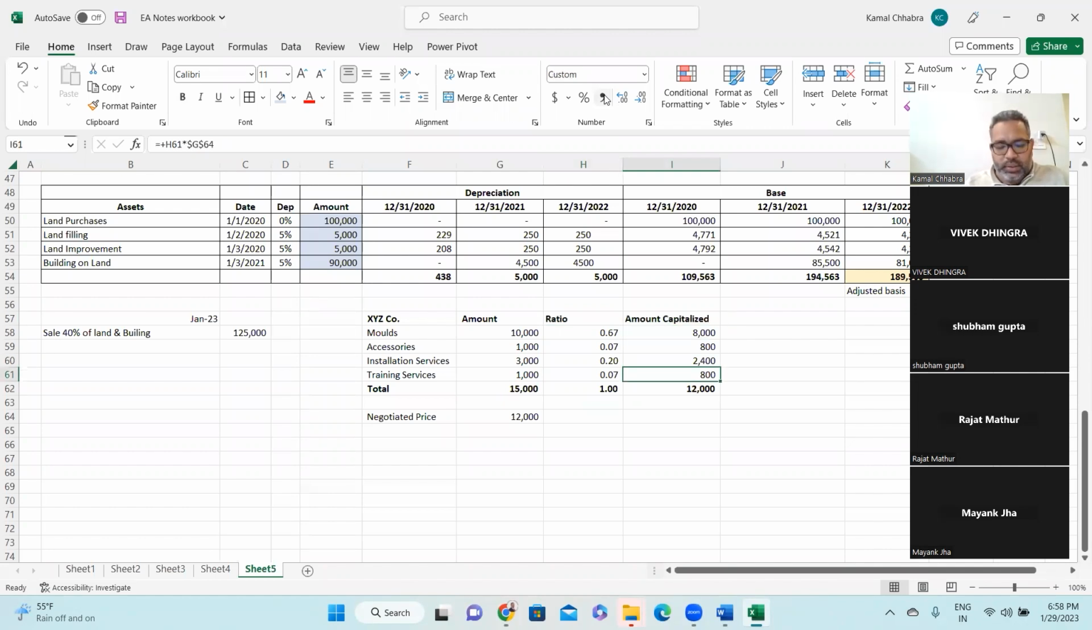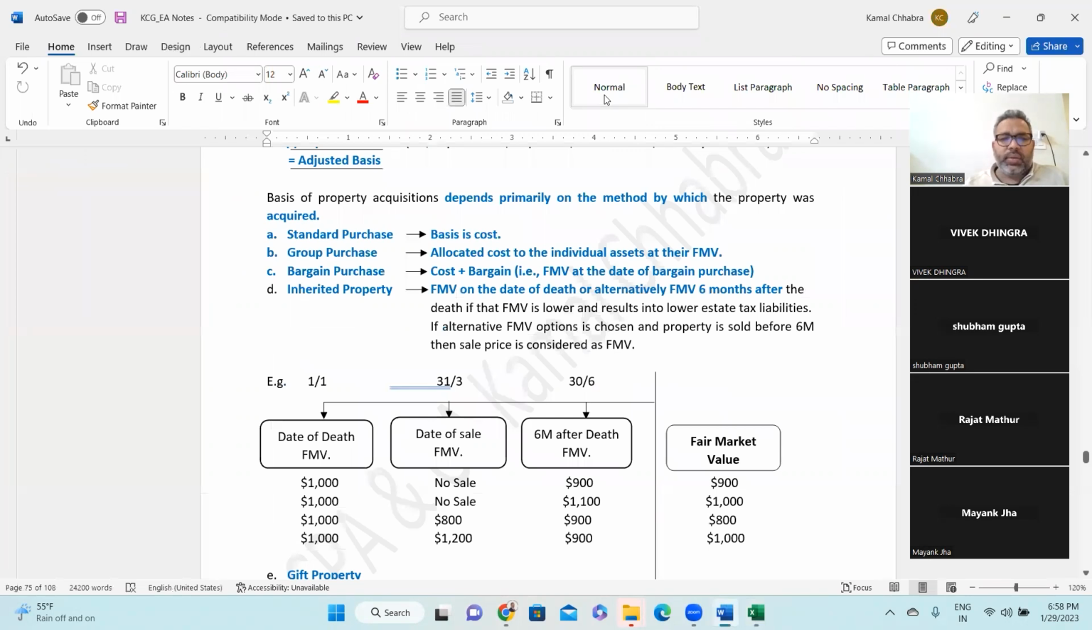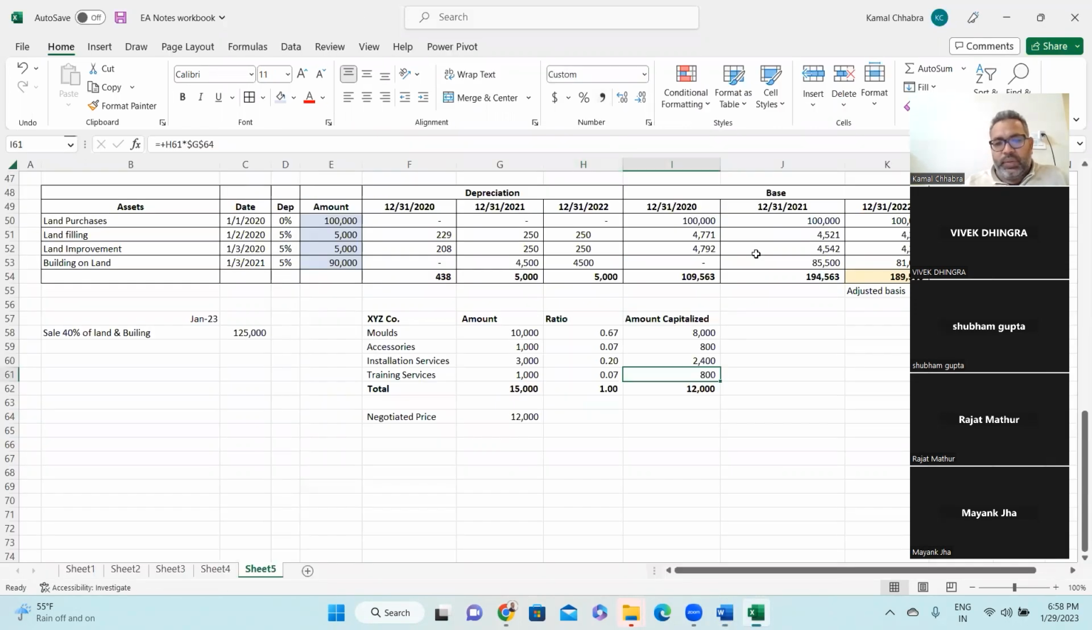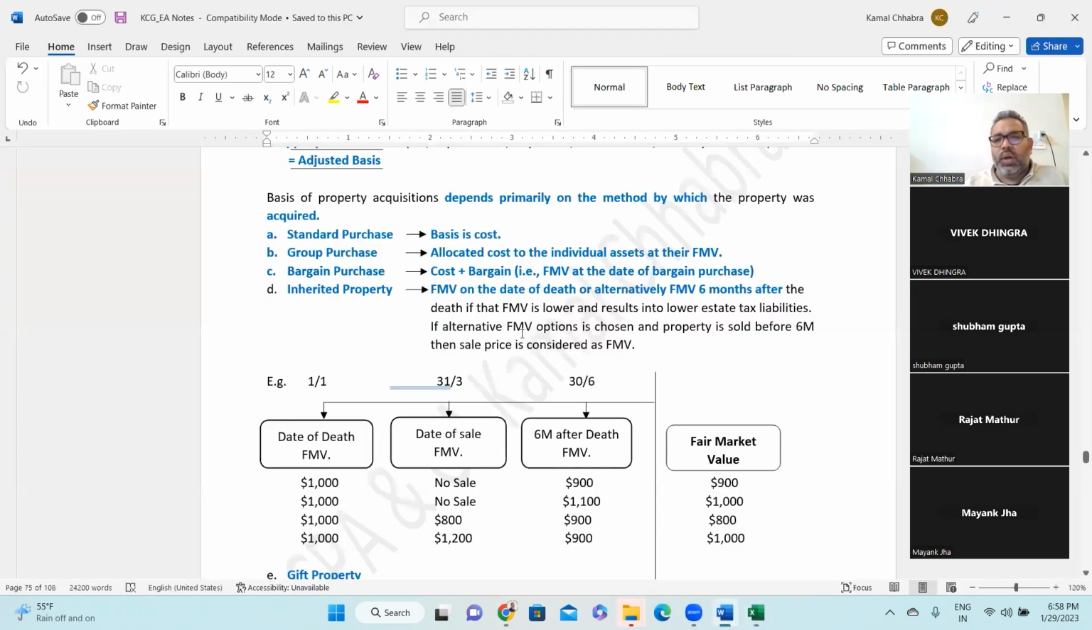So this is what they have mentioned. When you do a group purchase, allocate cost to the individual asset at their fair market value. Their fair market values were 10,000, 1,000, 3,000, 1,000, right? And this 12,000 is allocated on this proportionate basis when you do a group purchase. Make sense? Yes, sir.